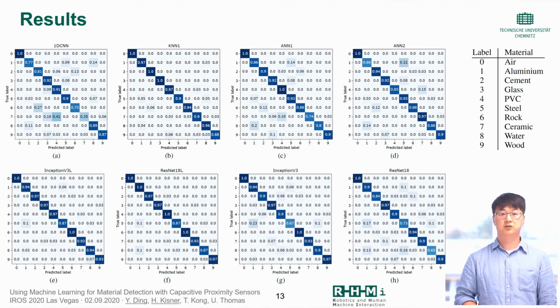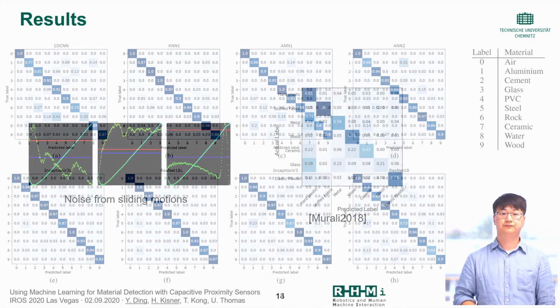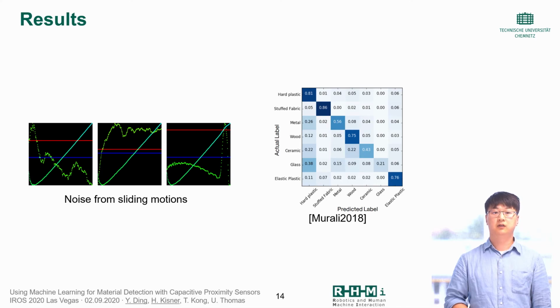Here, the image recognition-based methods outperform the 1D algorithms, especially Inception v3L and ResNet 18L. With their additional horizontal lines in the images, they provide good results. KNN1 delivers unexpectedly good results for its simple algorithm and is comparable to ANN1 and ANN2. The robustness of Inception v3L and ResNet 18L should be highlighted, as a high percentage of measurements are noisy due to sliding motions during data acquisition. Overall, the results in this work are outperforming existing works based on tactile data, which indicates a higher material information content in the capacitive measurements compared to tactile measurements.